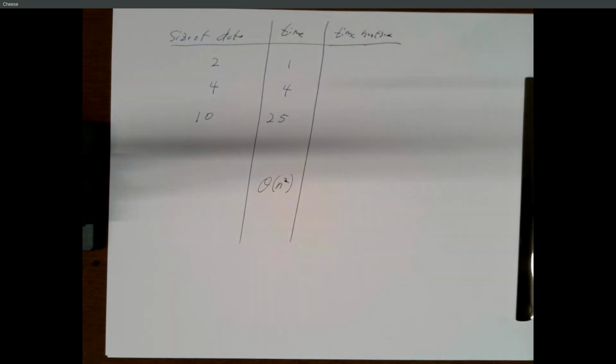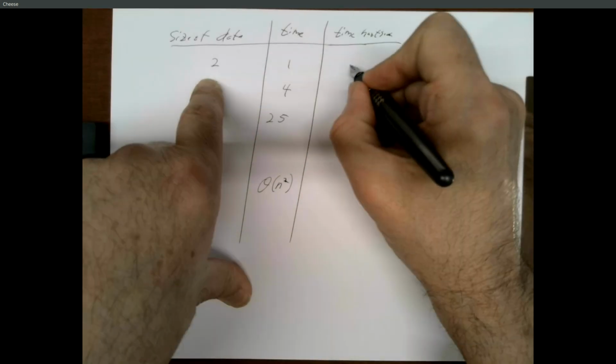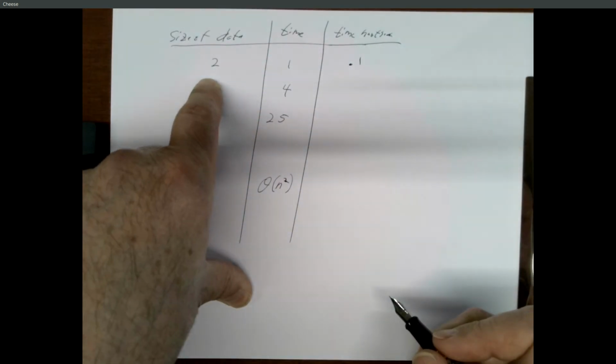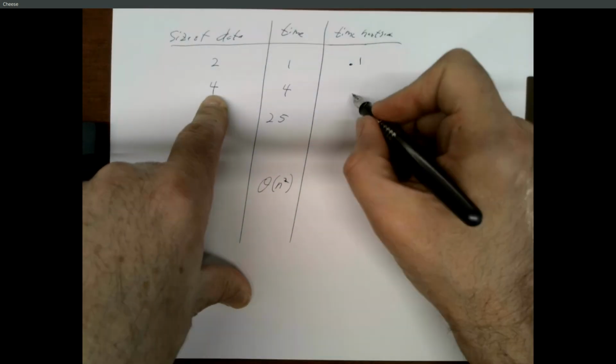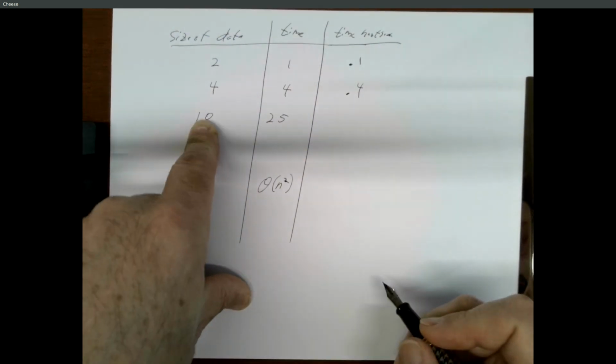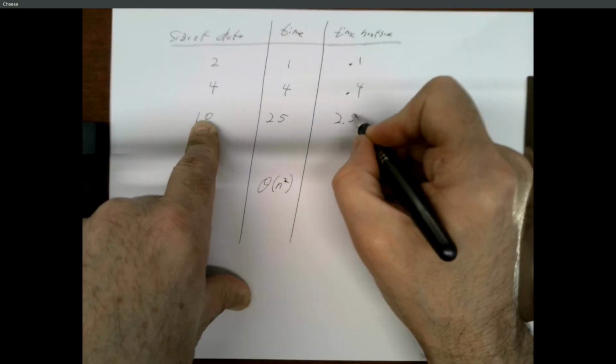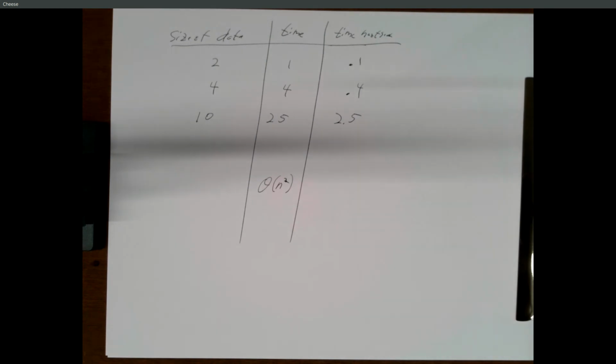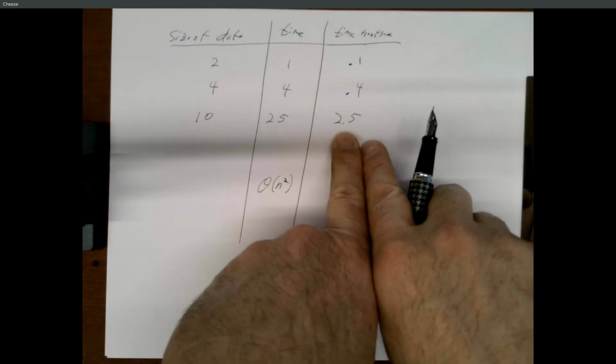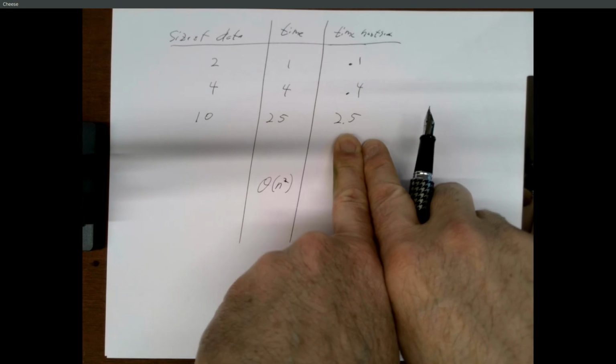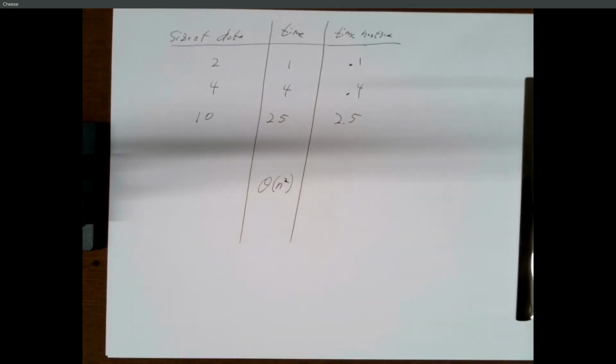So suppose next year we've got a computer that's 10 times as fast. And so to sort 2 pieces of data only takes 0.1 seconds, and to sort 4 pieces of data now takes 0.4, and to sort 10 pieces of data now takes only 2.5 seconds, or whatever our unit of time is. This computer is a lot faster. It's taking 1/10 the time to do stuff. The clock speed went up by 10x.